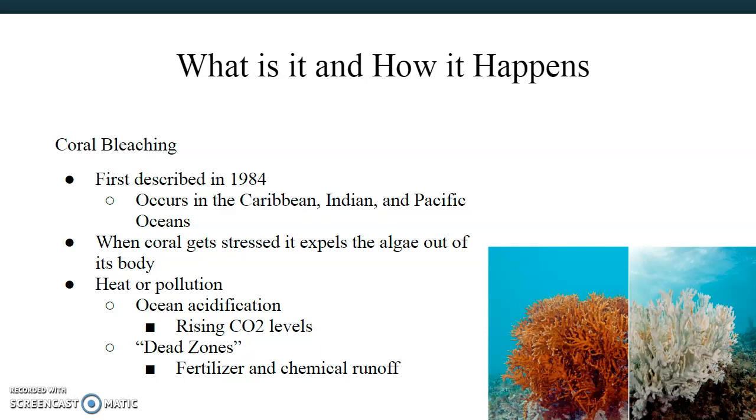There's also the creation of dead zones through pollution. We've seen this before, and I've talked about it before in our earlier classes. Whenever there's fertilizer and chemical runoff, there actually will be algae that grows on top of the water. So whenever the top of the water is covered in algae, it's blocking out the sunlight from reaching down to the bottom where that coral is. So the algae in that coral is not getting any sunlight, so it can't perform photosynthesis. That is another major reason why it's happening.